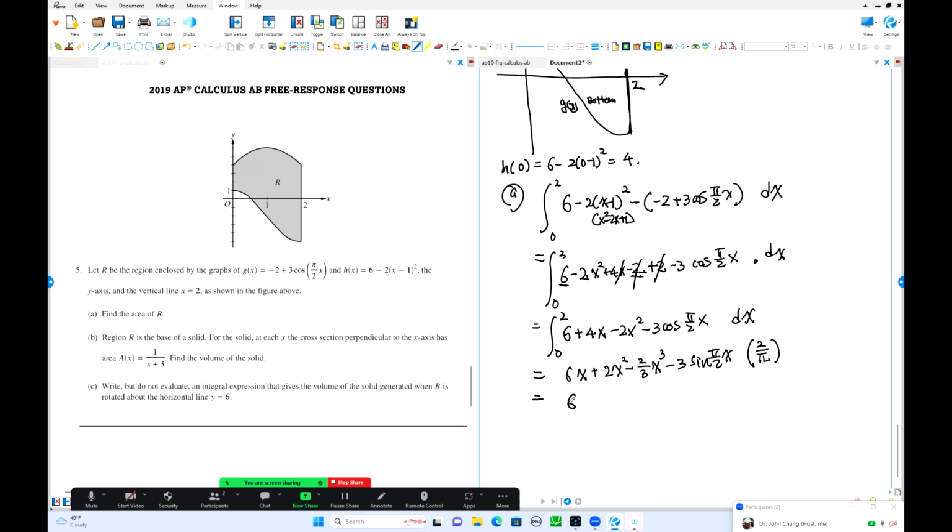Okay, I'm going to simplify one more time. 6x, 2x squared, minus 2, 3, x cubed. 3 times 2 is what? 6 over pi, and sine pi over 2x, okay? Take the integral from 0 to 2. Put this number 2 in there. 6 times 2 is 12. 2 times 2 squared is 4, is 8. 2 cubed is what? 8. So 2 times 8 is 16 over 3.